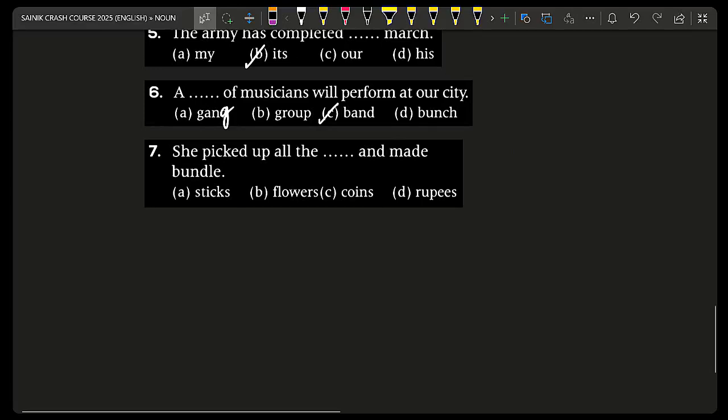Time up, let's see the correct answer. No votes were received for option C, coins, wrong answer. We don't say bundle of coins, or bundle of rupees, or bundle of flowers. Option A, yes, we say bundle of sticks. Option A is correct. Instead of bundle, we can use bunch, no problem. Next, the eighth question.